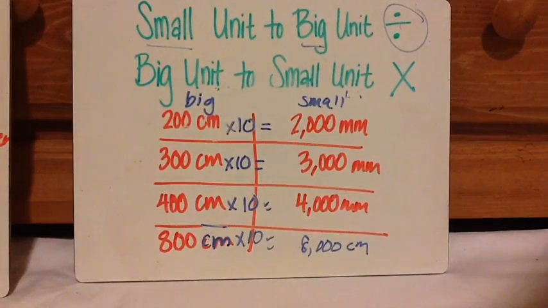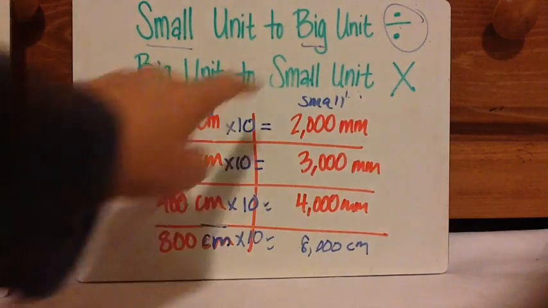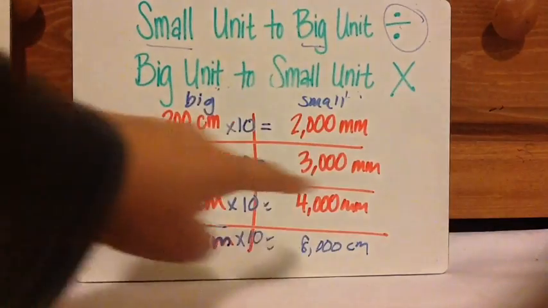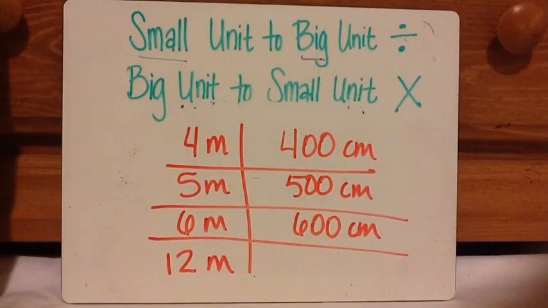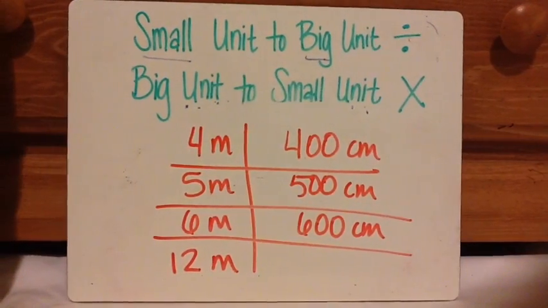It's very nicely set up, the table. And if they don't give you a table, you can easily create it and just draw a bunch of lines and start filling in the information that they give you. And use your mathematics chart and you'll be able to figure it out. So let's look at another one. 4 meters is 400 centimeters.